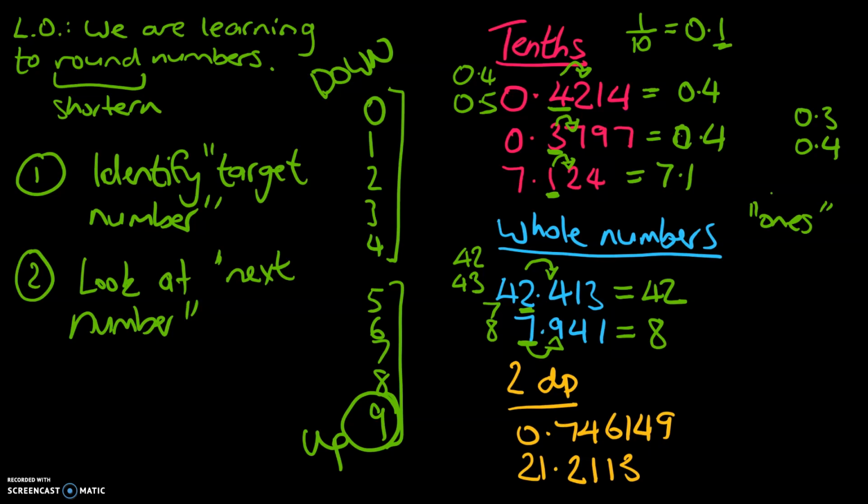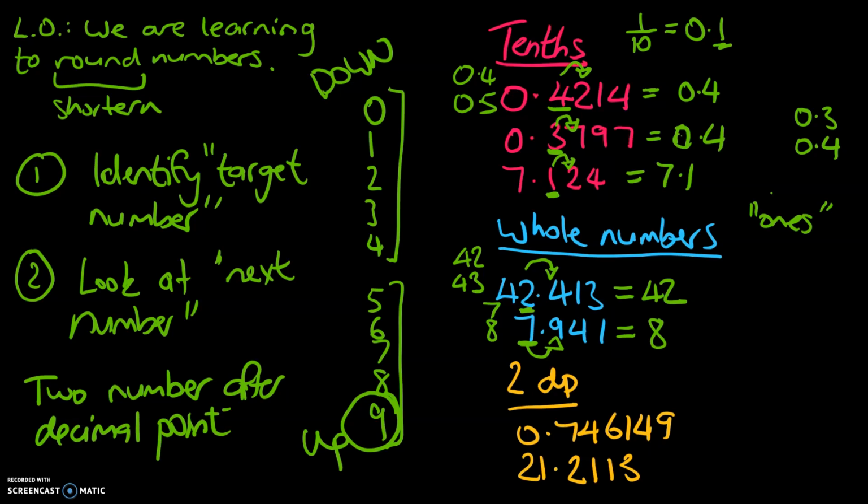And the last group of questions we're going to want to look at says 2DP. And I'm just going to explain what that means. So 2DP means 2 numbers after the decimal point. So 2 numbers after the decimal point. And I'll explain what that means, and I'll use some other examples as well.